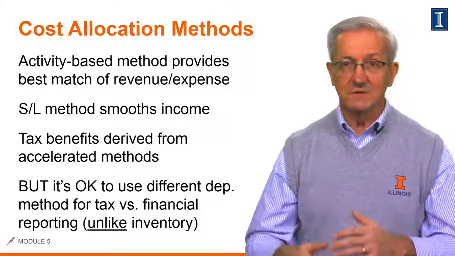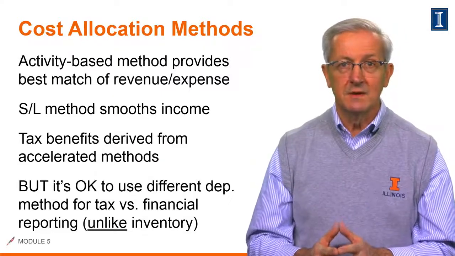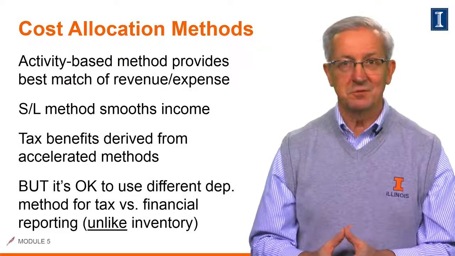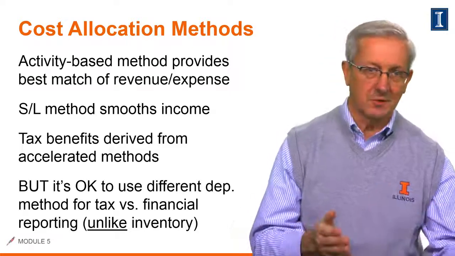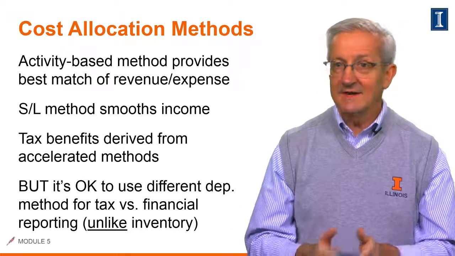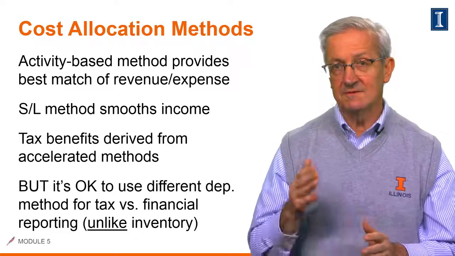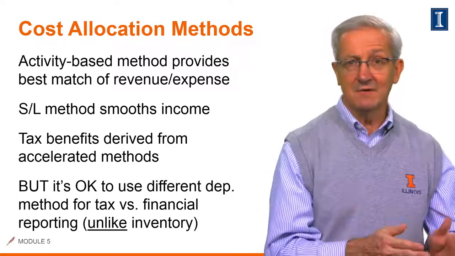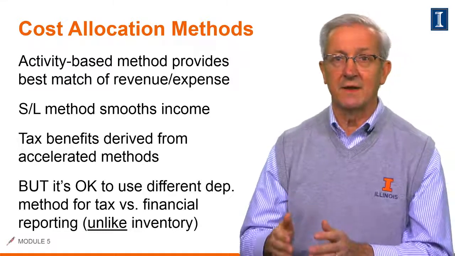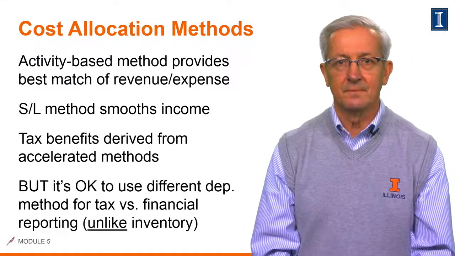Unlike inventory with its crazy LIFO conformity rule, it's actually okay to use different depreciation methods here for tax versus our book or financials. Stay tuned, as there'll be really a fun animation at the end of this week's lesson which will demonstrate this key difference between the accounting for inventory versus the property, plant, and equipment cost allocation.